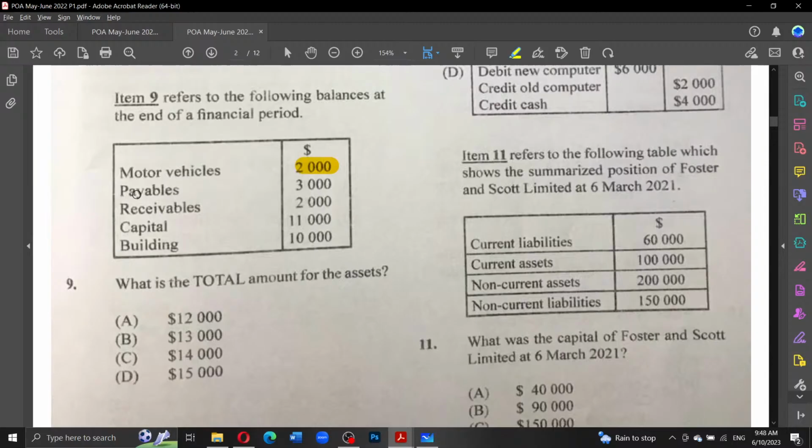Payables, this here is a current liability. We'll ignore that one. Receivables, current asset. Capital is capital, it's not an asset. And building this year is a non-current asset. So we add this up here. We have 2,000 plus 2,000, 4,000 plus 10,000 will be 14,000.